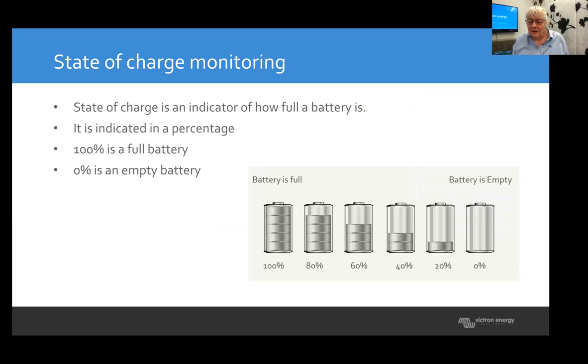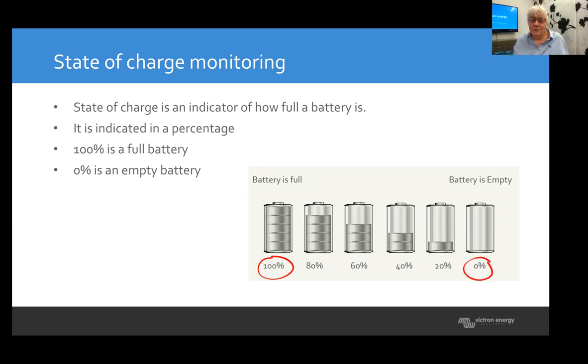State of charge monitoring is way better than voltage, because now, like a fuel gauge, you know how full or empty your battery is. There's multiple ways of indicating state of charge. You can also look at time to go, which we have, and amp hours left. That's also one way you could calculate it, but they all really come down to state of charge. State of charge basically indicates how much is left in the battery. So 100% battery is full and a 0% one is empty.